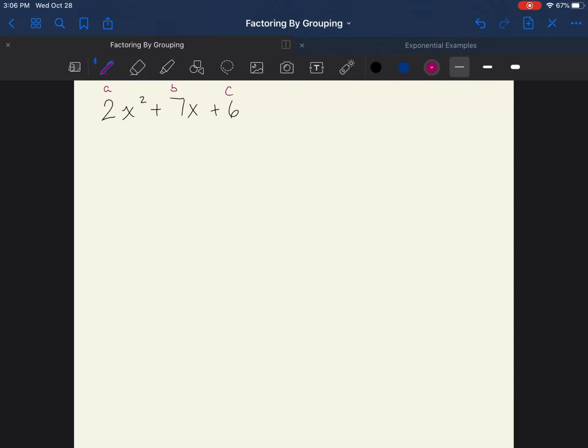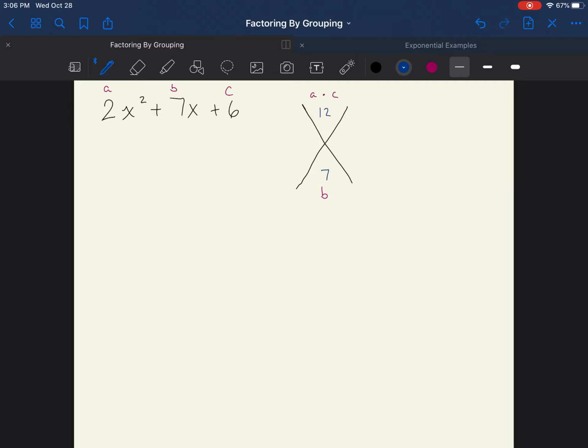So what you're going to do here, we're going to draw our X over here, and this is just an organization tool, okay, to organize how we're going to do it. So what we're going to put up top here is A times C. And at the bottom, I'm going to put B. So let's see, A times C, that's going to be 2 times 6, which is 12. And then B is 7.